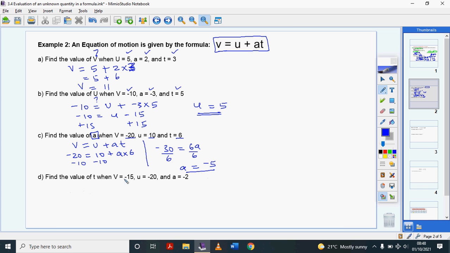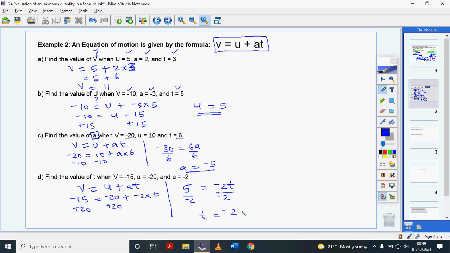And then lastly, again, remember, start by writing the formula, right? And then substitute what you're given. v is negative 15, u is negative 20, a is negative 2, and you want to find time. So what you have to do first here is take the 20 to the other side, so I'll add 20 to both sides. Then I'll have negative 15 plus 20, which is 5, equal to negative 2t. Divide by negative 2 on both sides, and you end up with t is equal to negative 2.5.